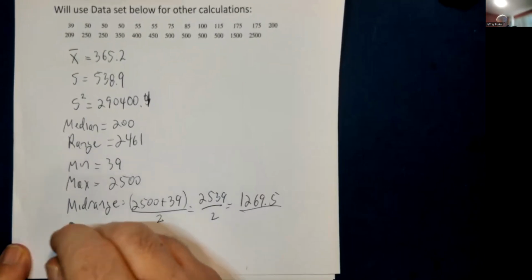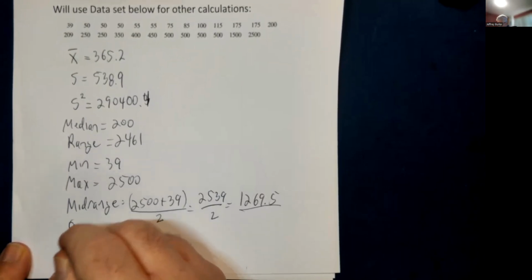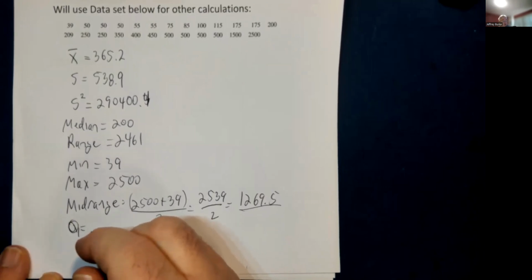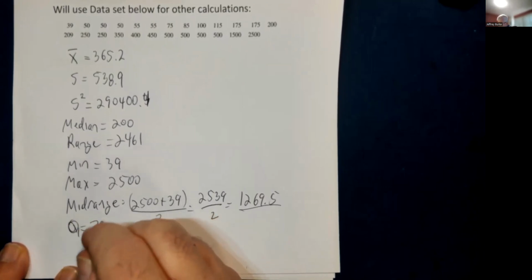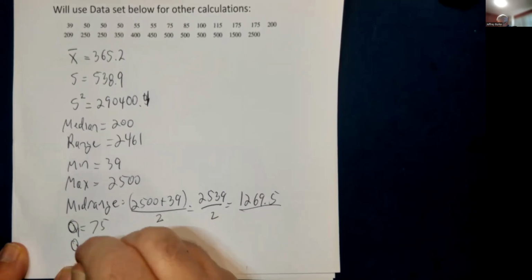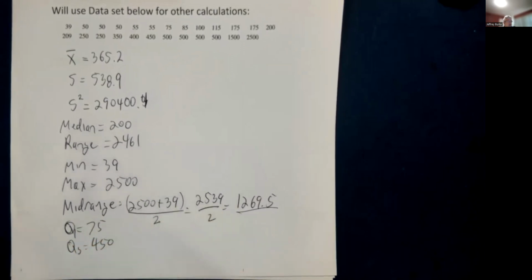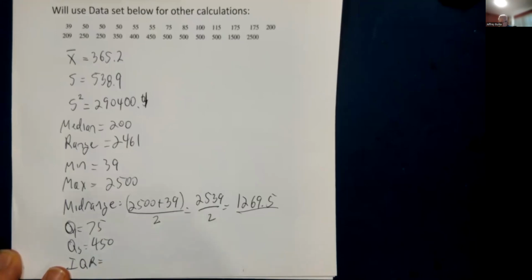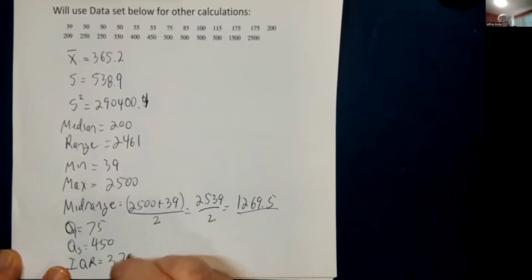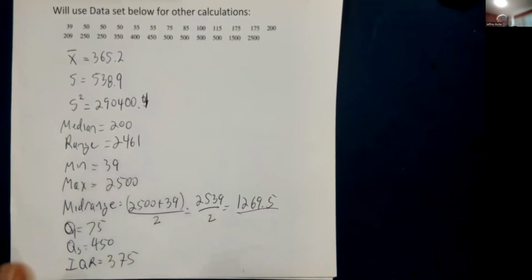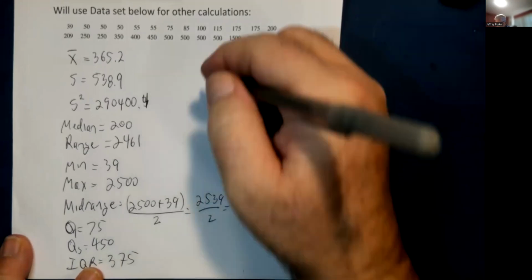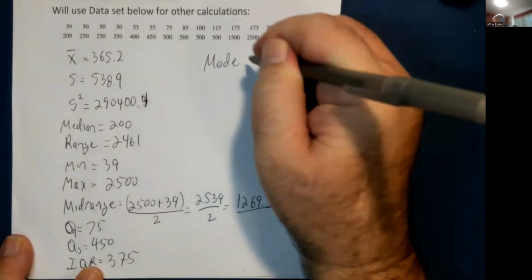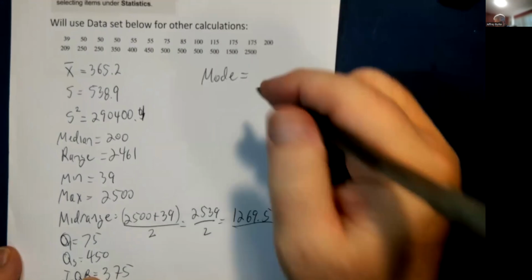We have Q1 equaling 75 and Q3 equaling 450. We have the IQR, that's going to be an important calculation for later, which is the difference of these: 450 minus 75, which gets us 375. And then finally, it determines that the mode is going to equal 500.